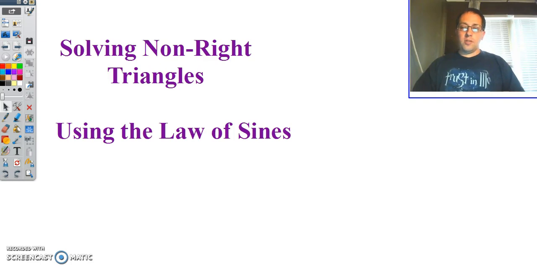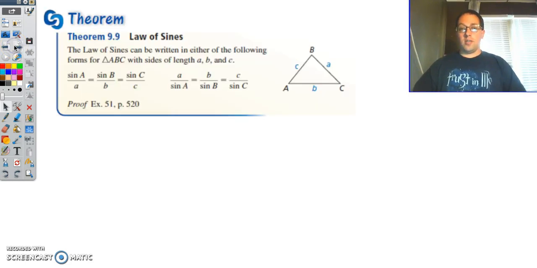We're still going to be using sine and cosine and tangent and all that, but we're going to be using these in non-right triangles. Usually what we're going to use is pretty much just sine. We're just going to use the law of sines in this. So first, what is the law of sines?